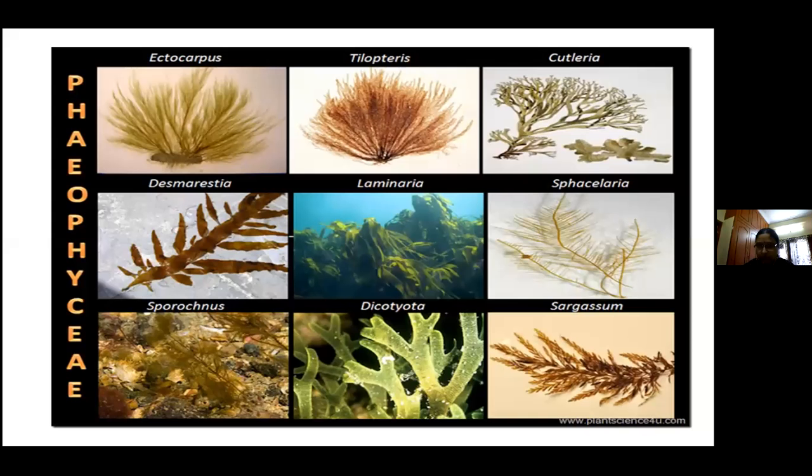In the last class, what type studies were completed? Okay, what is the class? Chlorophyceae. In the Chlorophyceae, how many type studies have been completed? Three. What are they? Volvox, Oedogonium, Chara. These three are completed.